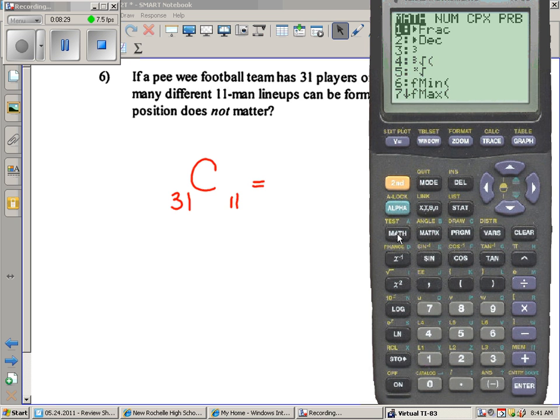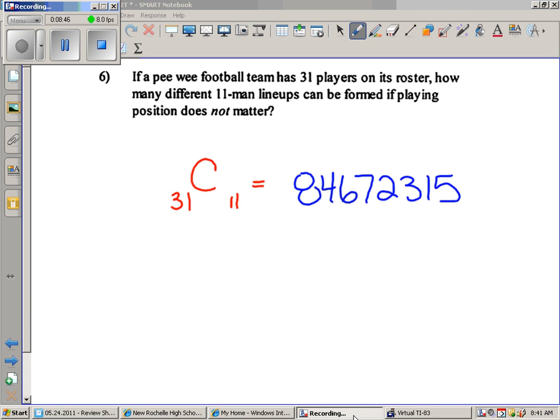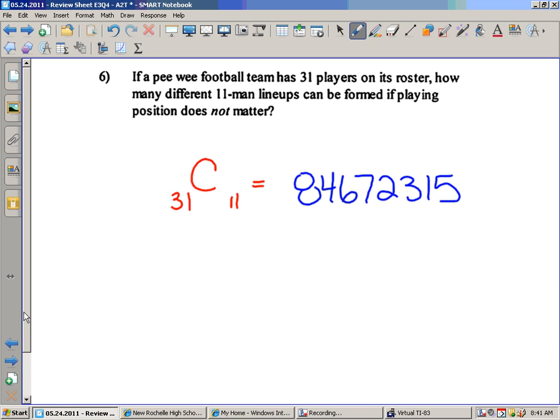31 math. Whoa. 84, 67, 23, 15. Let's just make sure it's right. 84, 67, 23, 15. Yeah, that's right. That is a lot of ways to play football.